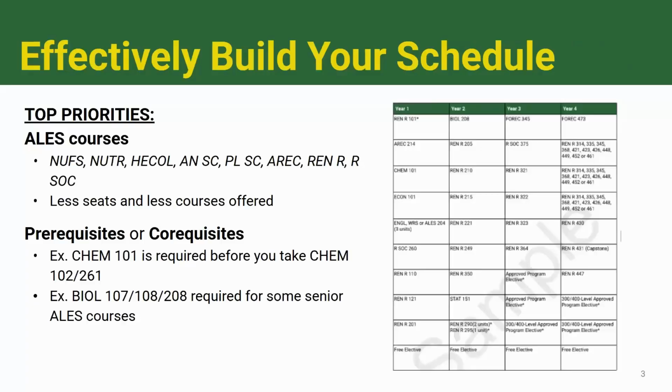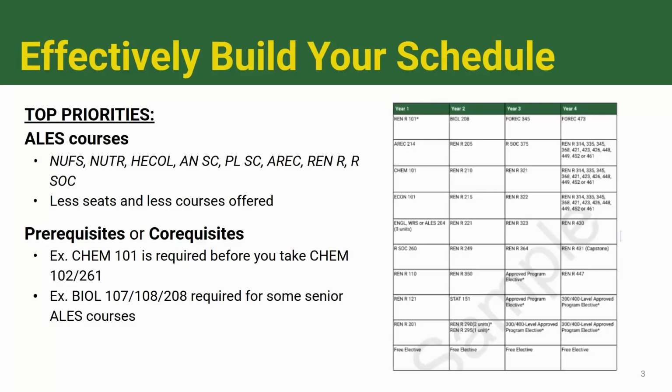In the Faculty of ALES, you will be given a program check sheet. As you can see, I have an example on the right side of the page of what that will look like for you. The program check sheet will be broken down into year 1 through 4. This will be a great guideline for you to use when you start scheduling your courses.